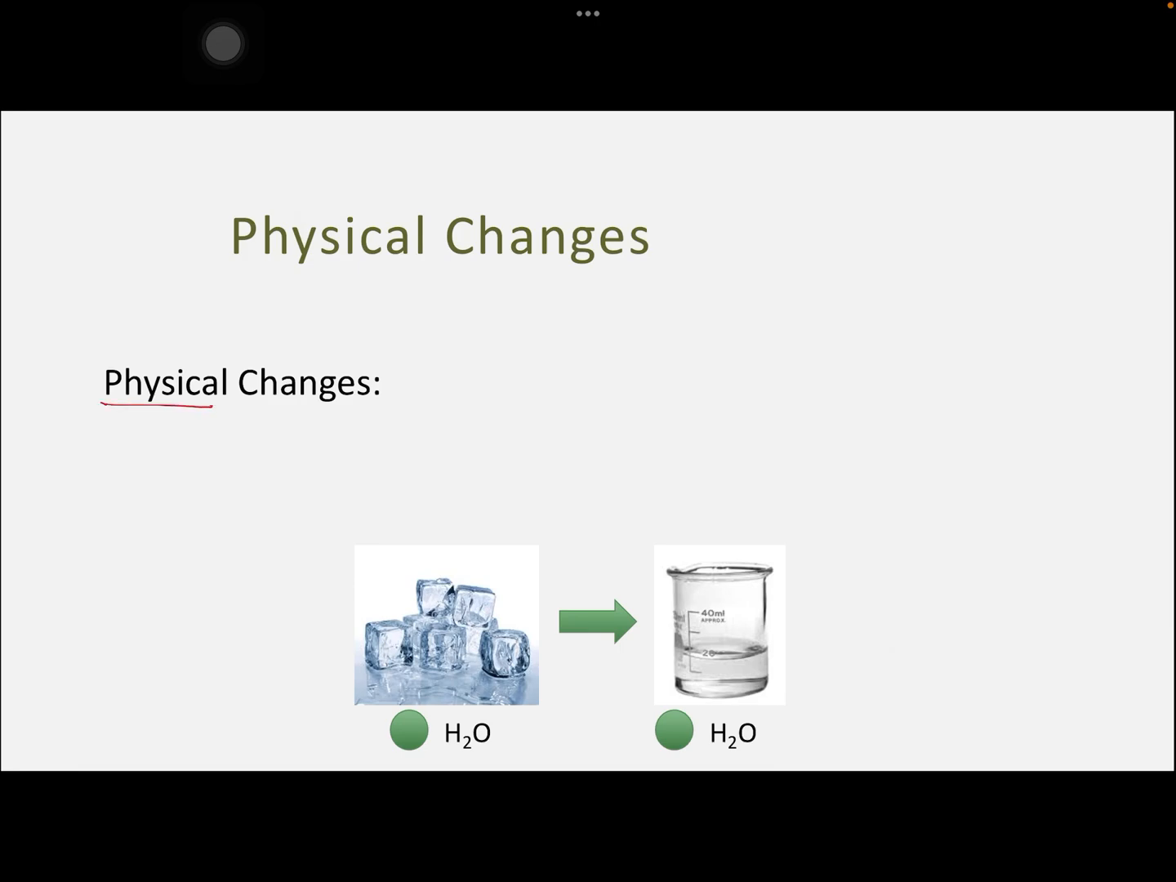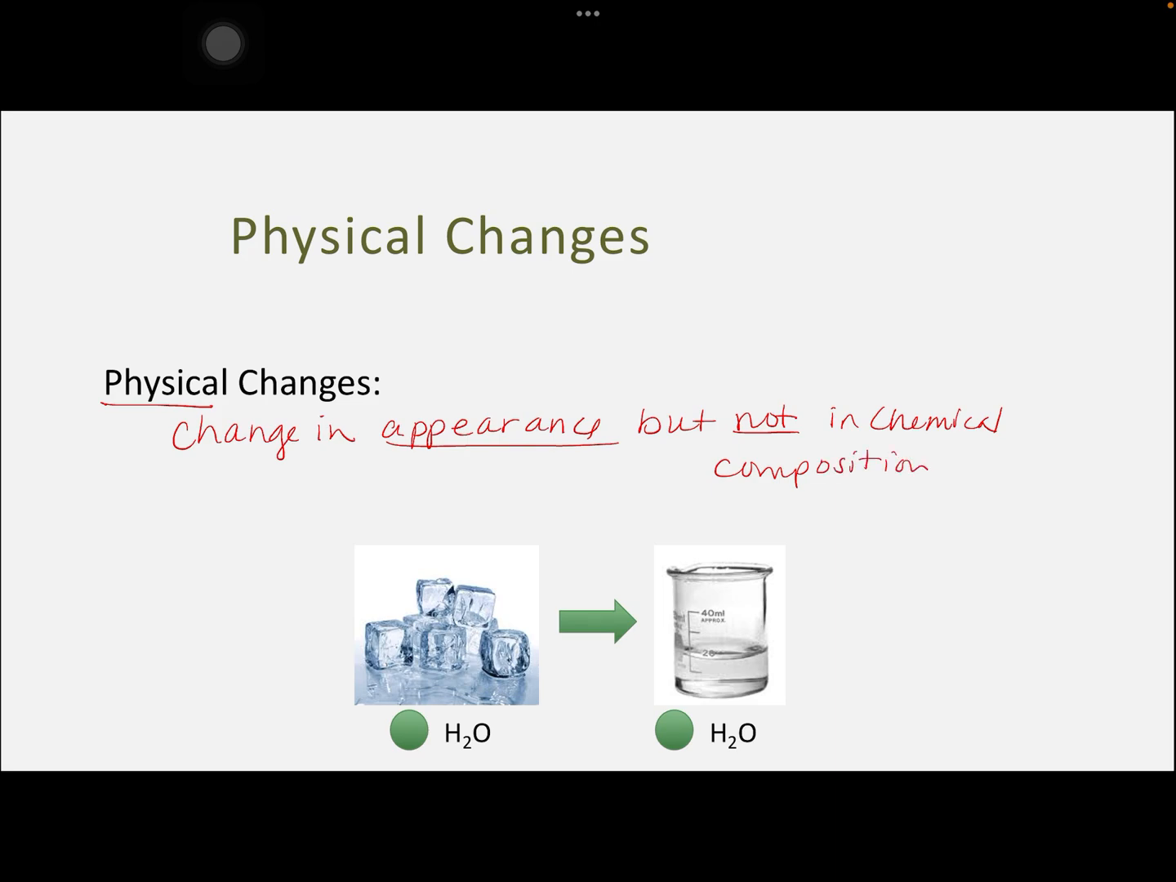In physical changes of matter, you have a change in appearance, but you do not have a change in the chemical composition of the matter. Basically, the formula of what you're working with will stay the same. It's just the particles in your sample will be arranged a little bit differently.